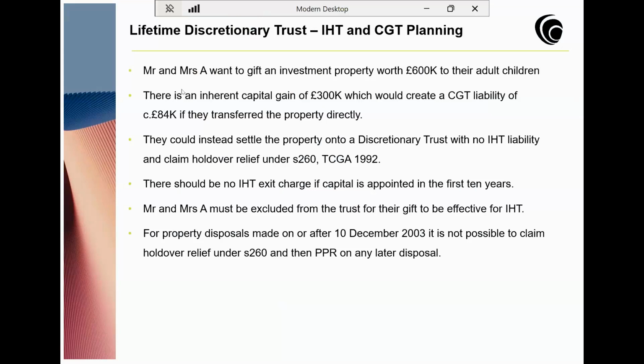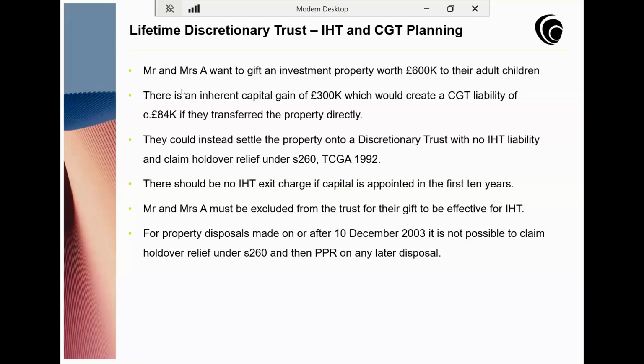Now, in my example here, the value of the property is within the nil rate bands. So Mr. and Mrs. A have an investment property worth £600,000. They both have an available nil rate band of up to £325,000. They could settle, therefore, that property onto a discretionary trust with no inheritance tax liability. But because they're transferring it onto a trust, subject to inheritance tax, albeit at 0%, they can claim holdover relief for capital gains tax under Section 260 of the Chargeable Gains Act.